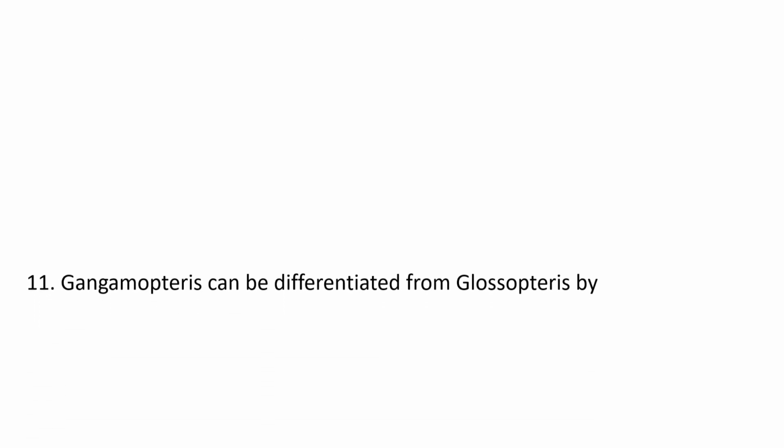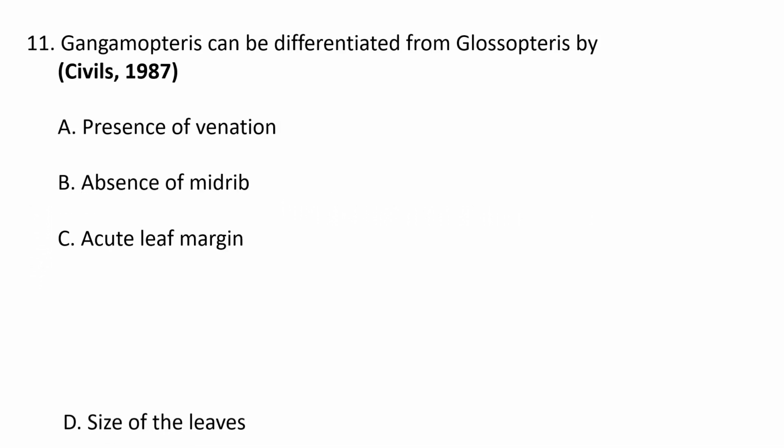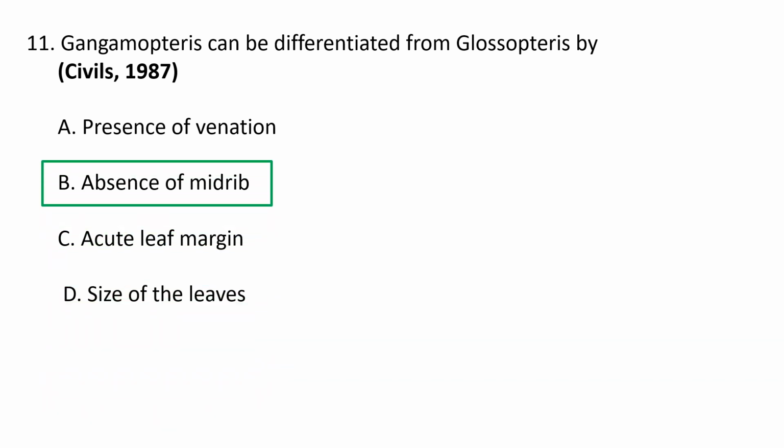Next question. Gangamopteris can be differentiated from Glossopteris by A. Presence of venation, B. Absence of midrib, C. Acute leaf margin, D. Size of the leaves. Gangamopteris can be differentiated from Glossopteris by absence of midrib. The main identifying feature of Glossopteris is the cross connections between the lateral veins, which form a net venation pattern on the leaf, seen in fossil imprints. If a midrib is present, it is classified as Glossopteris, and if a midrib is not present, it is classified as Gangamopteris.